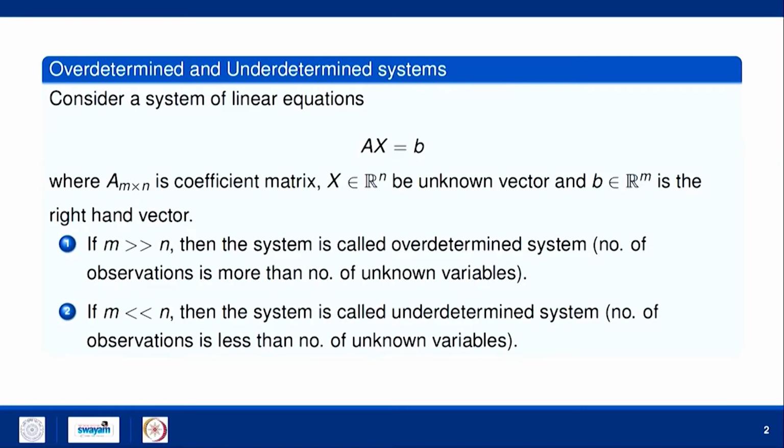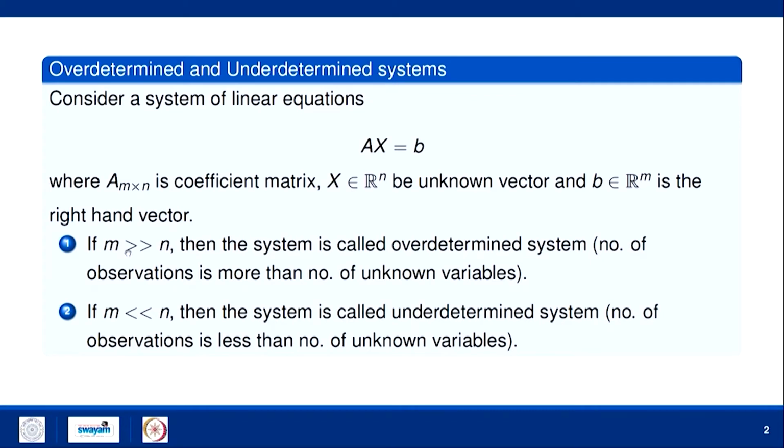So consider a linear system of equations Ax equals b, where A is an m by n coefficient matrix, x is the unknown vector belonging to R^n, and b belonging to R^m is the right hand side vector which is given to us. Just notice we are taking a rectangular system, A is an m by n matrix. If it is a square matrix, let us say m equals n, so n by n, and it is invertible, then the solution will become x equals A inverse b. But here we are talking about when A is not a square matrix.